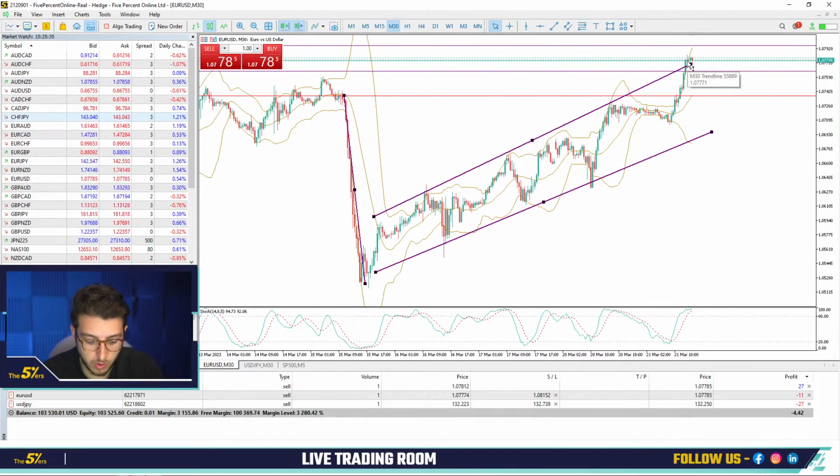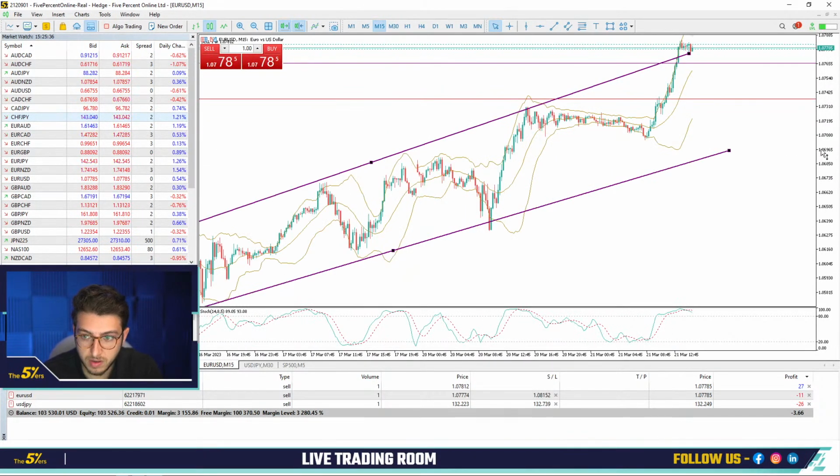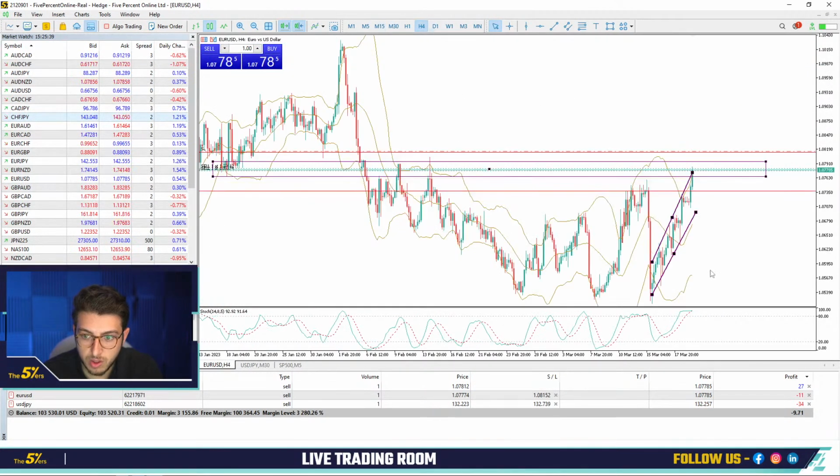Here it's quite the opposite. If you look at the M15, a big movement up. Even on the H4, you see this big movement. I think it's the same thing.